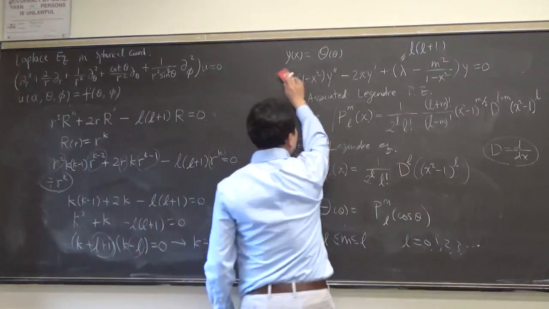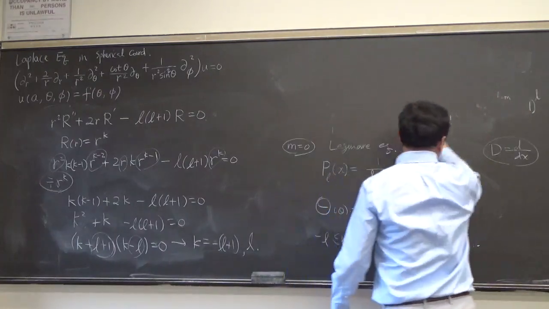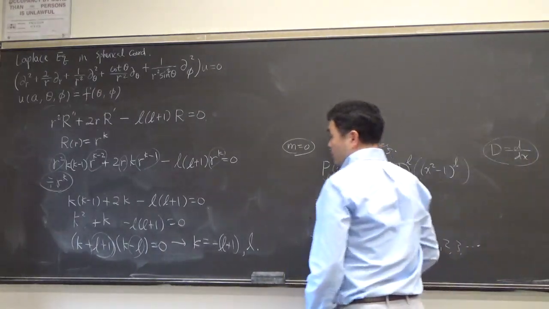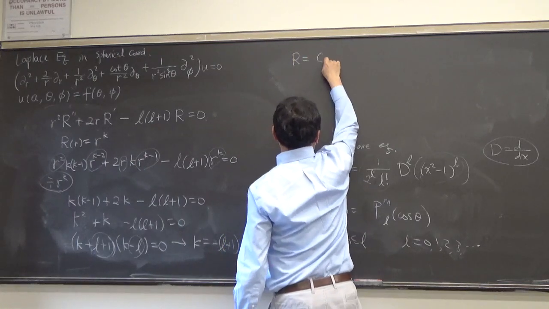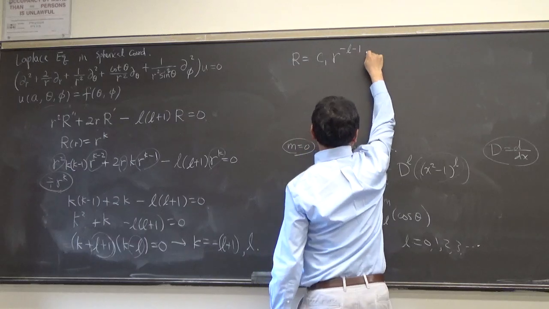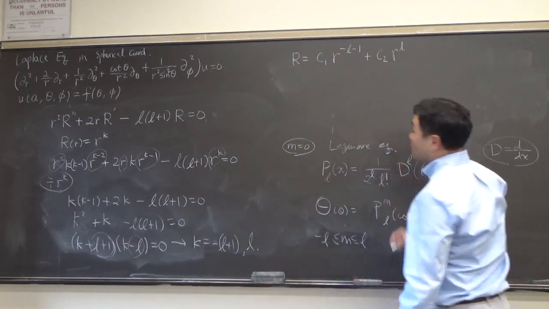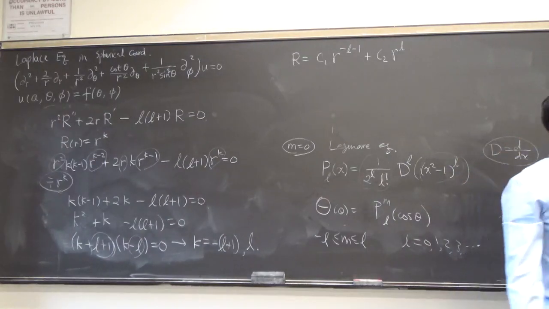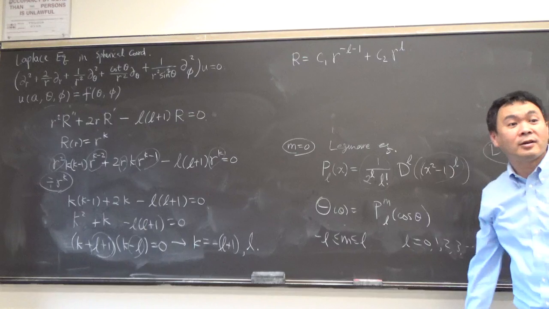Which means that capital R must be a linear combination of C1 r to the negative l minus 1 plus C2 r to the lth power. But we don't like one of the solutions. Which one? The first one.